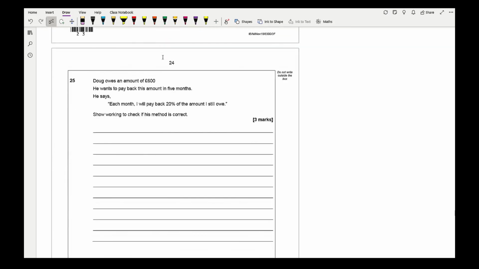Then with question 25, it says Doug owes the amount of £600. He wants to pay back this amount in 5 months. He says each month I will pay 20% of the amount I owe. Show working to check if his method is correct. Well, okay, so let's have a look. So what we're going to do here is, he's going to start off with £600.